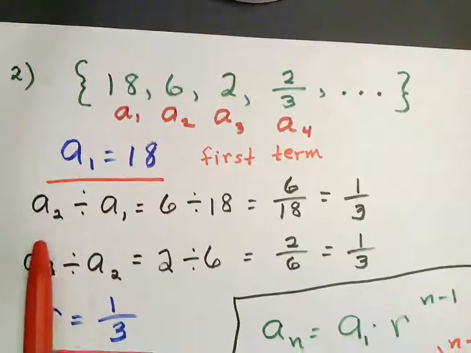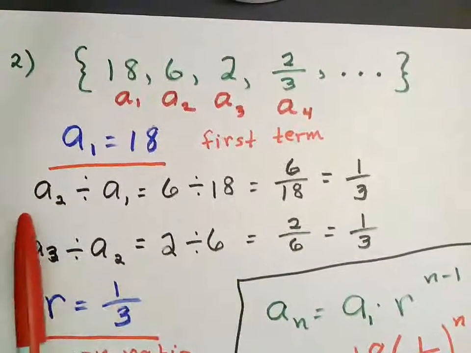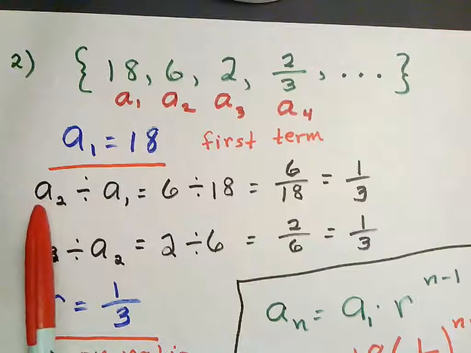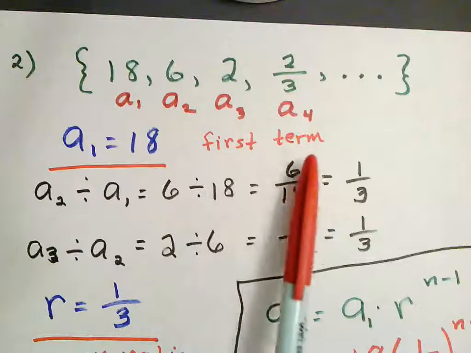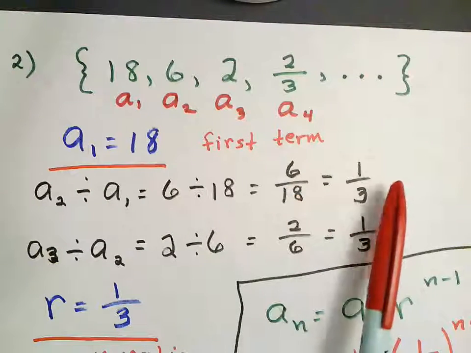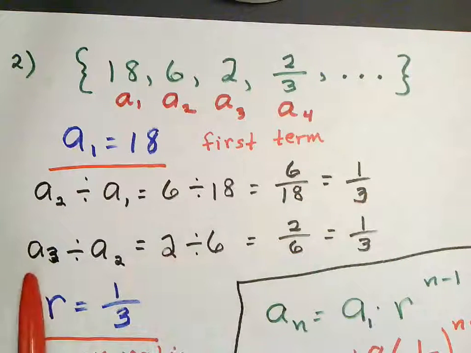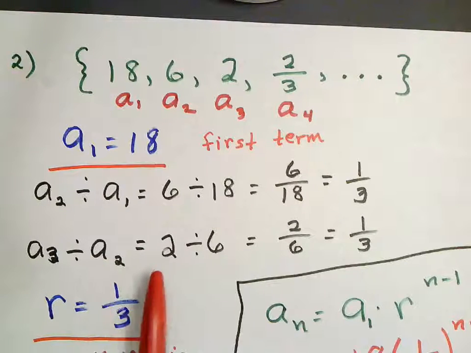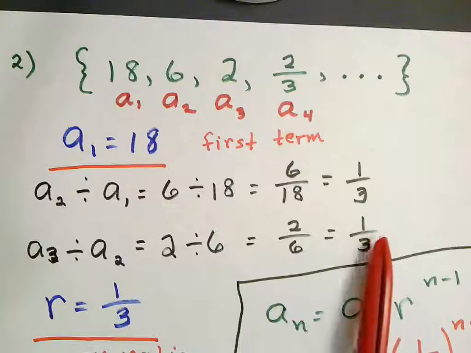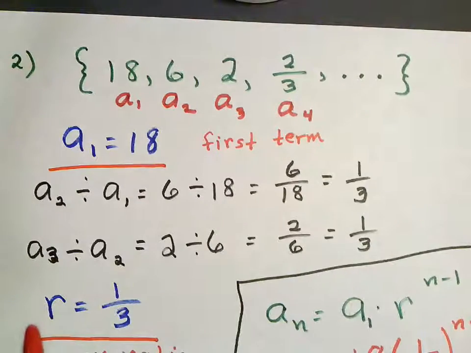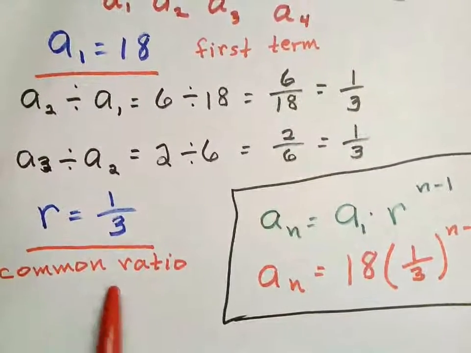To find the common ratio, we want to take two consecutive terms and divide. A sub 2 divided by a sub 1. 6 divided by 18 is 6 over 18, which reduces to 1/3. A sub 3 divided by a sub 2, which is 2 divided by 6, which is 2 over 6, which reduces to 1/3. So the common ratio is 1/3.